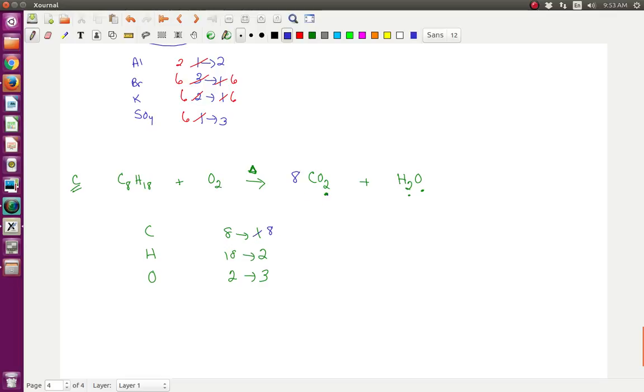Now how many oxygens do I have? Now I have 8 times 2 is 16 oxygens plus 1 more, that's 17 oxygens. And that's not going to be awesome. I need 18 hydrogens on the other side, so I'm going to put a 9, because they come in groups of 2. So that gives me 18 hydrogens.